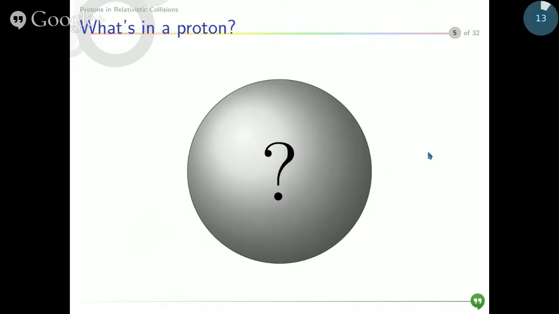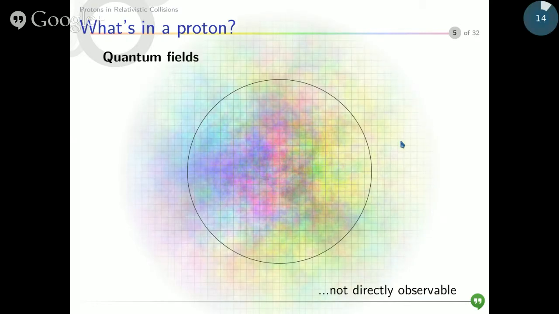Okay. So the underlying question is, again, what's in a proton? This is what the whole field of QCD and hadron structure is all about. Now, people often say protons are made of 3 quarks. There is a technical sense in which that means something, but I wouldn't say that. If you actually look at a proton or any small particle, it's made of quantum fields.